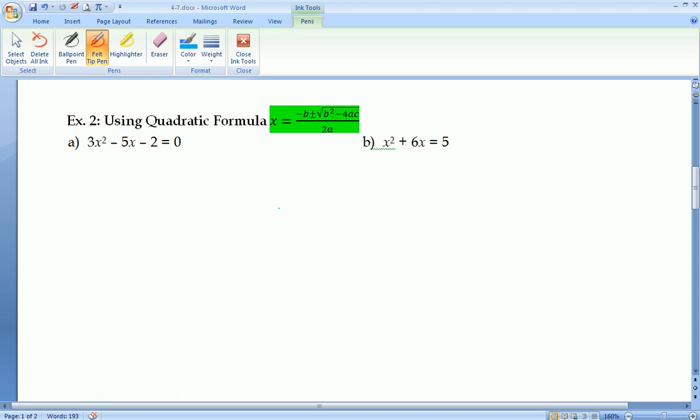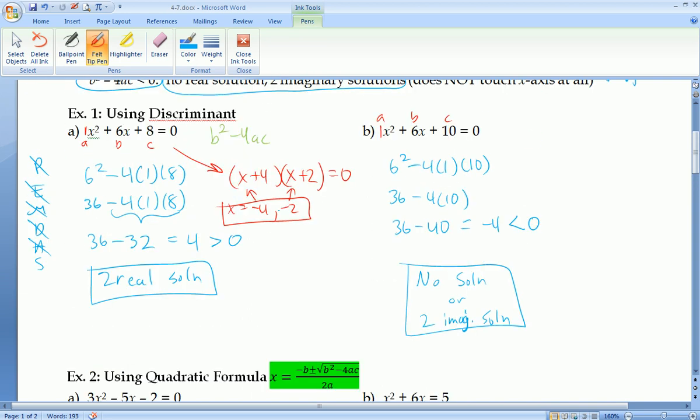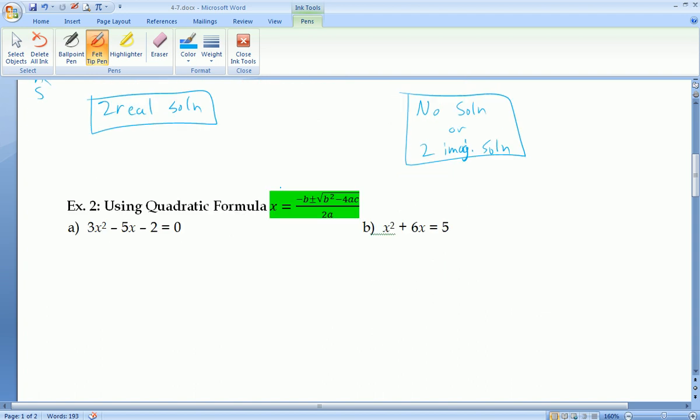I have the quadratic formula written out for you again. Like I said, you got to memorize this. Now we're actually going to use the quadratic formula to solve for x. So earlier we just described what type of answers. Now we are actually going to solve for x.